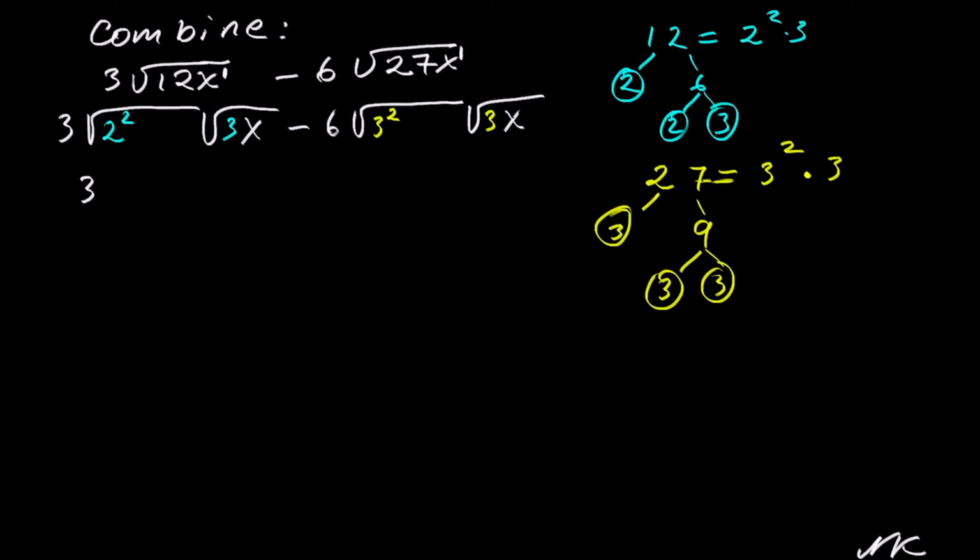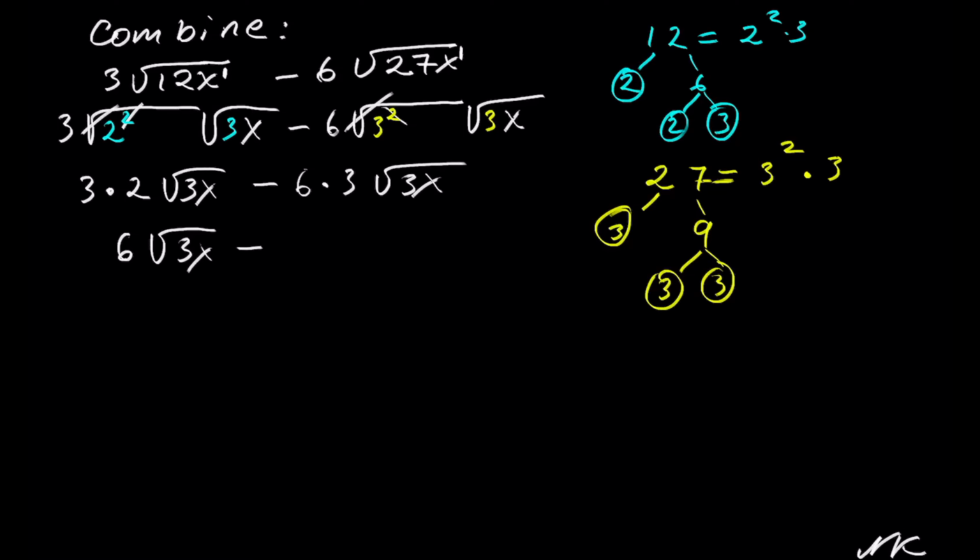So we get 3 times the square root of 2 to the second, the square root and the second power cancel, so 3 times 2 times the square root of 3x, minus 6 times the square root of 3 to the second, the square root and the second power will cancel, so 6 times 3 times the square root of 3x. And we get 3 times 2 is 6 times the square root of 3x, minus 6 times 3 is 18 times the square root of 3x. Now that we have like terms of 3x, we can combine them.